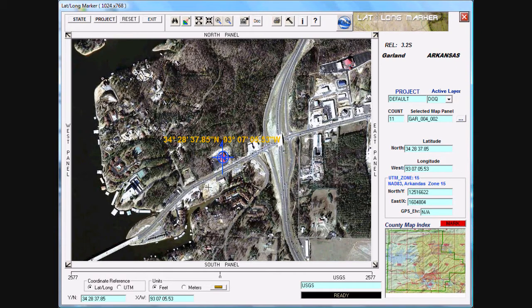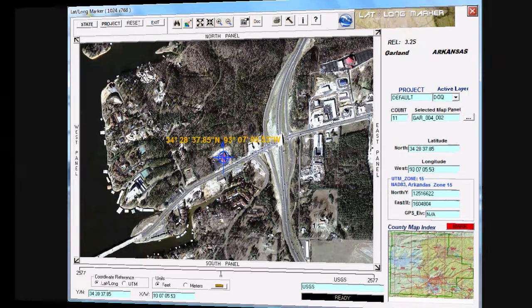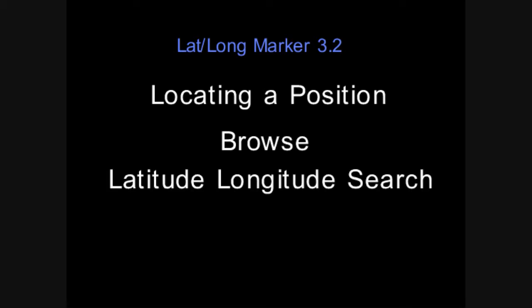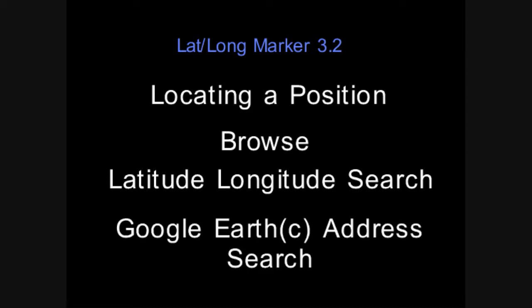If we went and clicked on the mark button again, you can see it changed the color of the latitude and longitude and got rid of the note section. Now there are 3 ways to locate a position with latitude marker. The first one would be browsing, and then the second one would be to type in a latitude and longitude search, and the third one would be using the Google Earth address search.